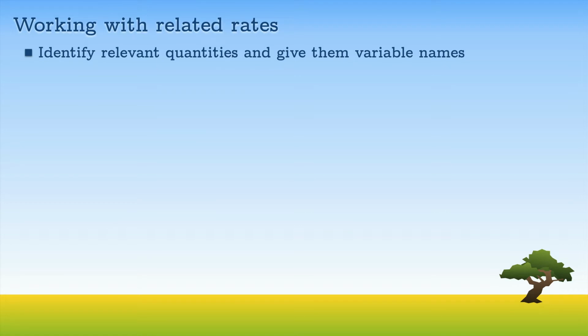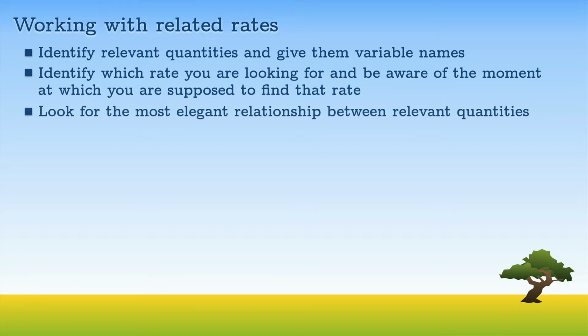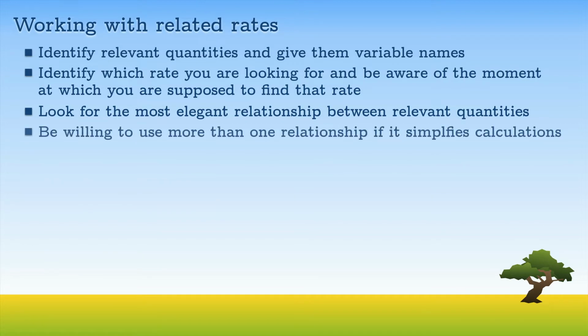You want to identify relevant quantities and give them variable names as necessary. Identify which rate you are looking for and be aware of the moment at which you are supposed to find that rate. Look for the most elegant relationship between relevant quantities. When you take derivatives, you'd rather deal with as simple a relationship as possible so your derivatives don't spiral out of control. Be willing to use more than one relationship if it simplifies calculations.